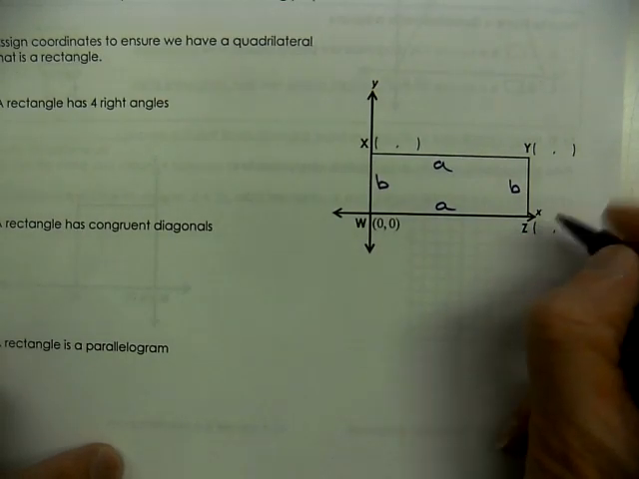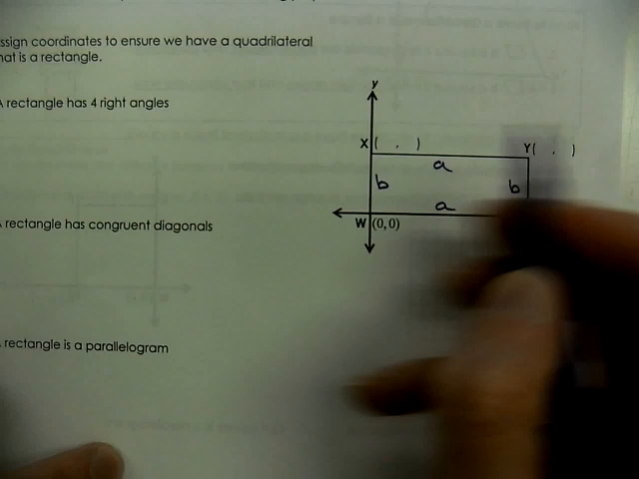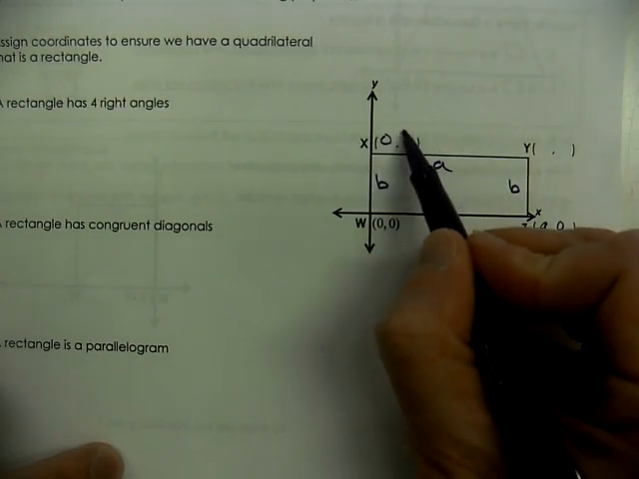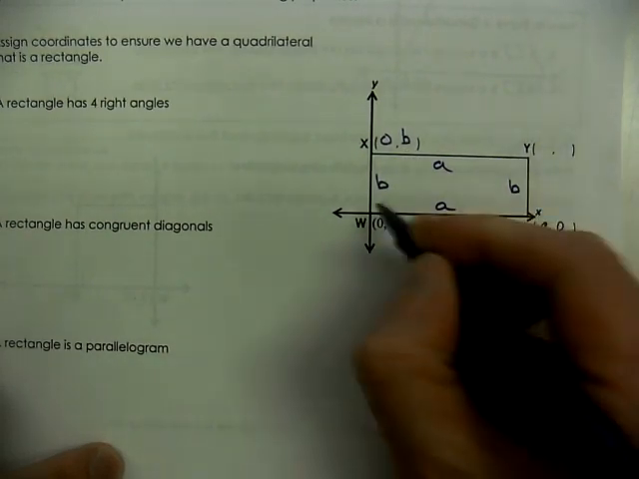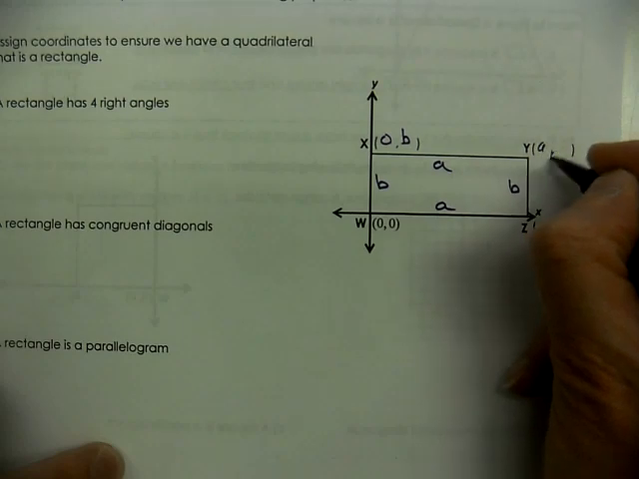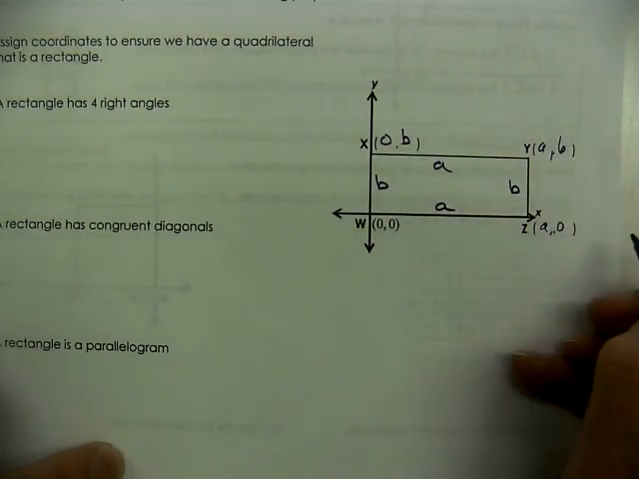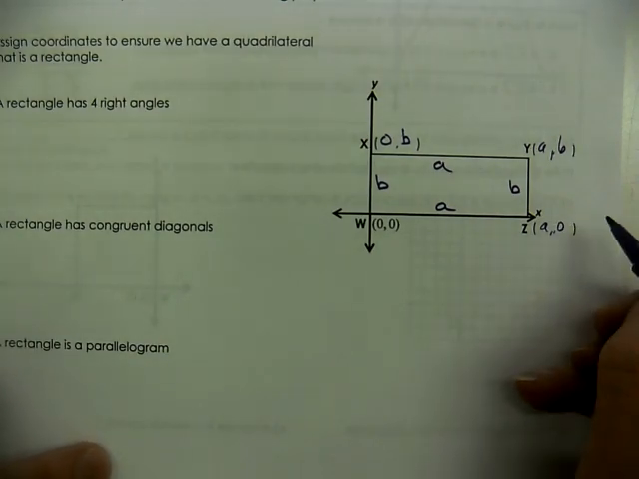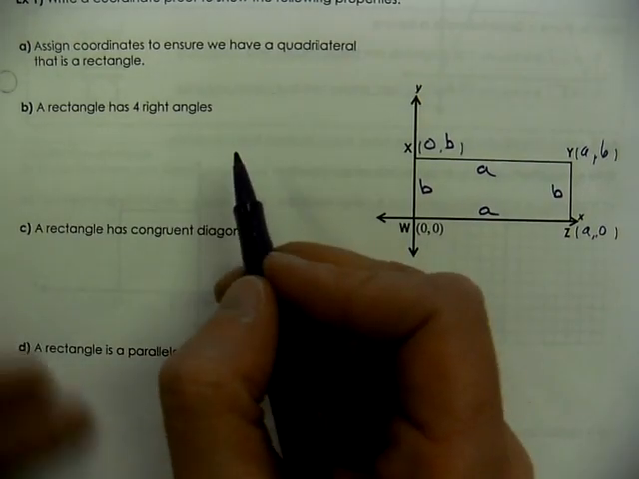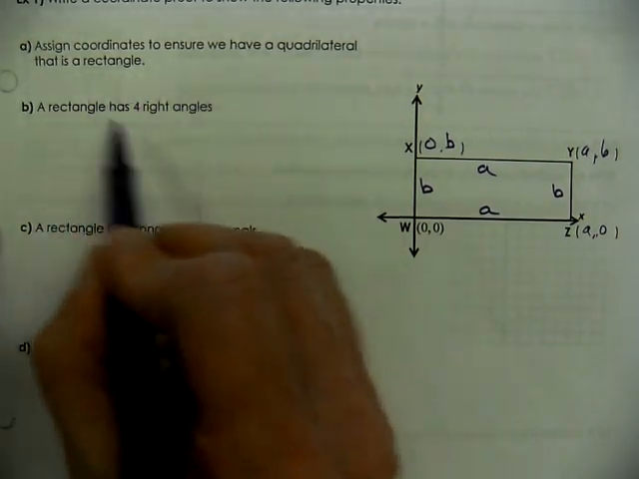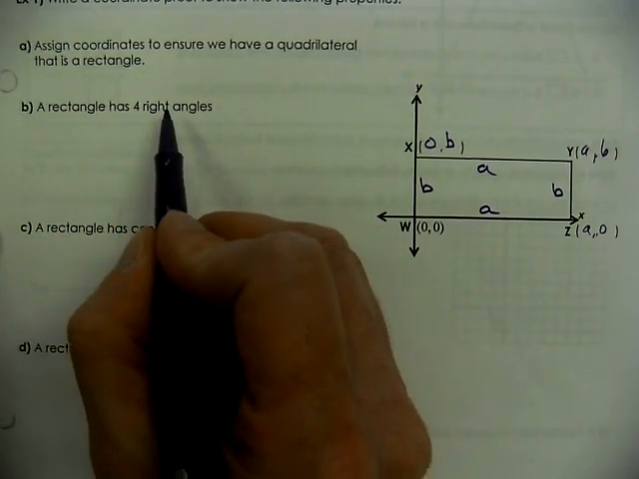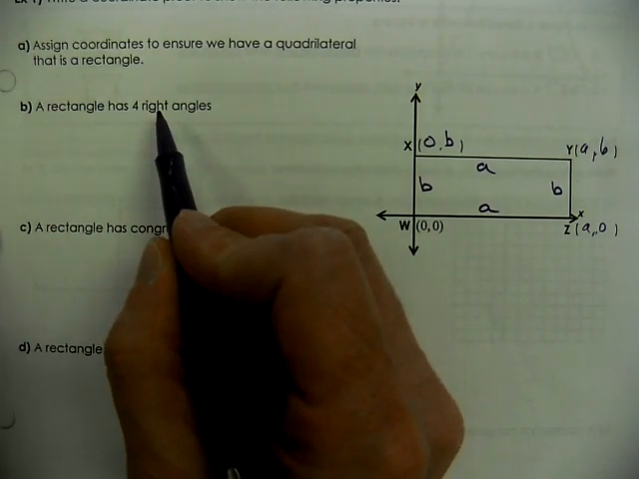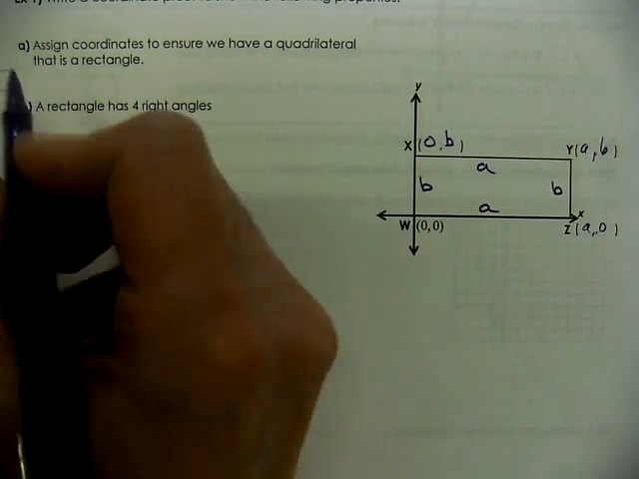So that means point Z is located at A, comma 0, and point X is located at 0, comma B, and point Y is A to the right, B up, so A, comma B. So we have these variable coordinates. Remember, if we prove it with variable coordinates, then it's guaranteed to be true for numbers of any shape and size. So we're going to start off with, does this have 4 right angles? Now, again, we know the answer is yes. So the proof should align to our expectations.